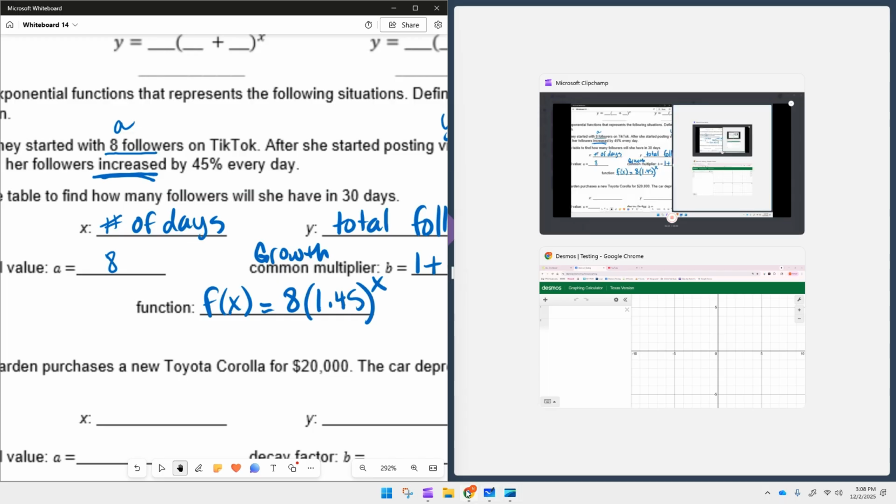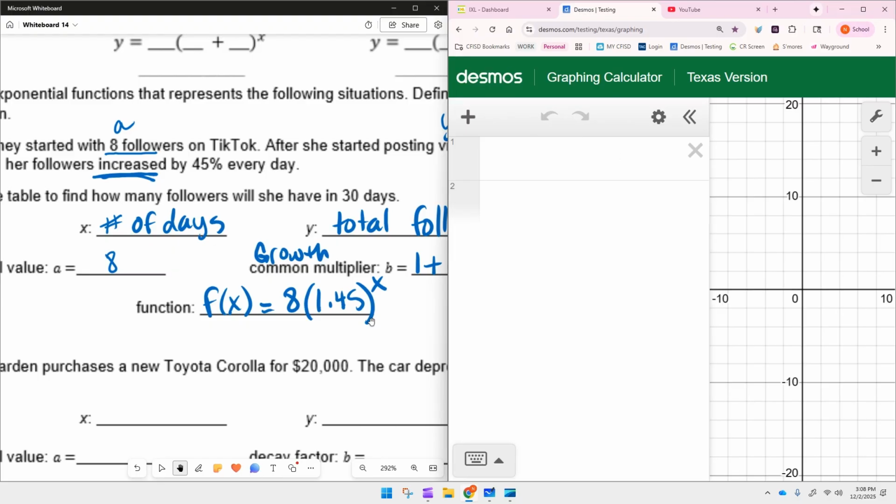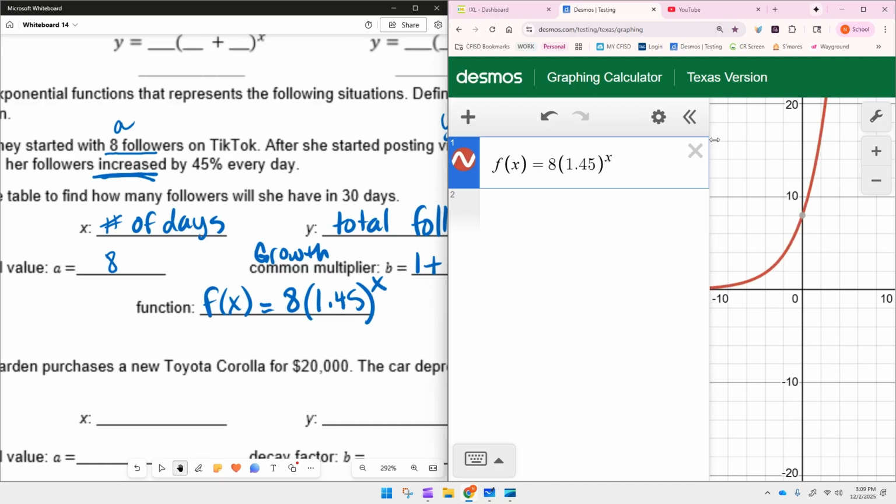And I'm going to open up Desmos and pull that over. All right, I'm going to not add a table. I want to write my function. I'm going to type my function exactly as I wrote it here. So f of x equals 8 times parentheses 1.45. And then I'm going to do the keyboard here, and then I'm going to hit the A to the B button, and that's going to put it up. And then I'm going to put x.